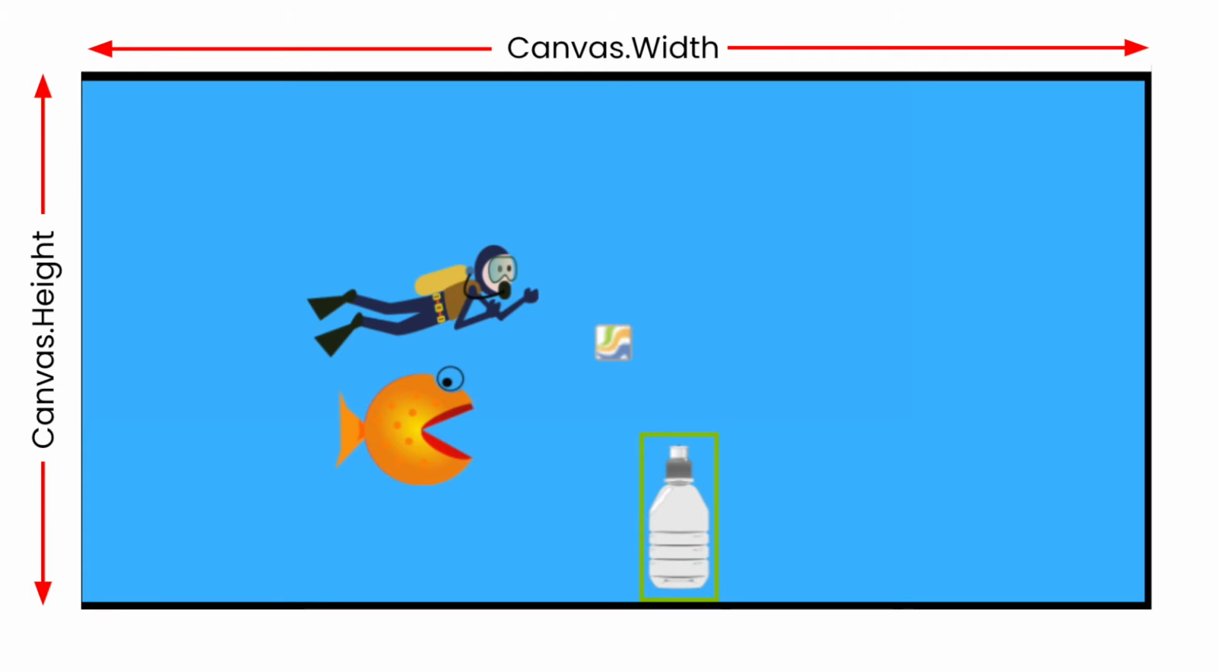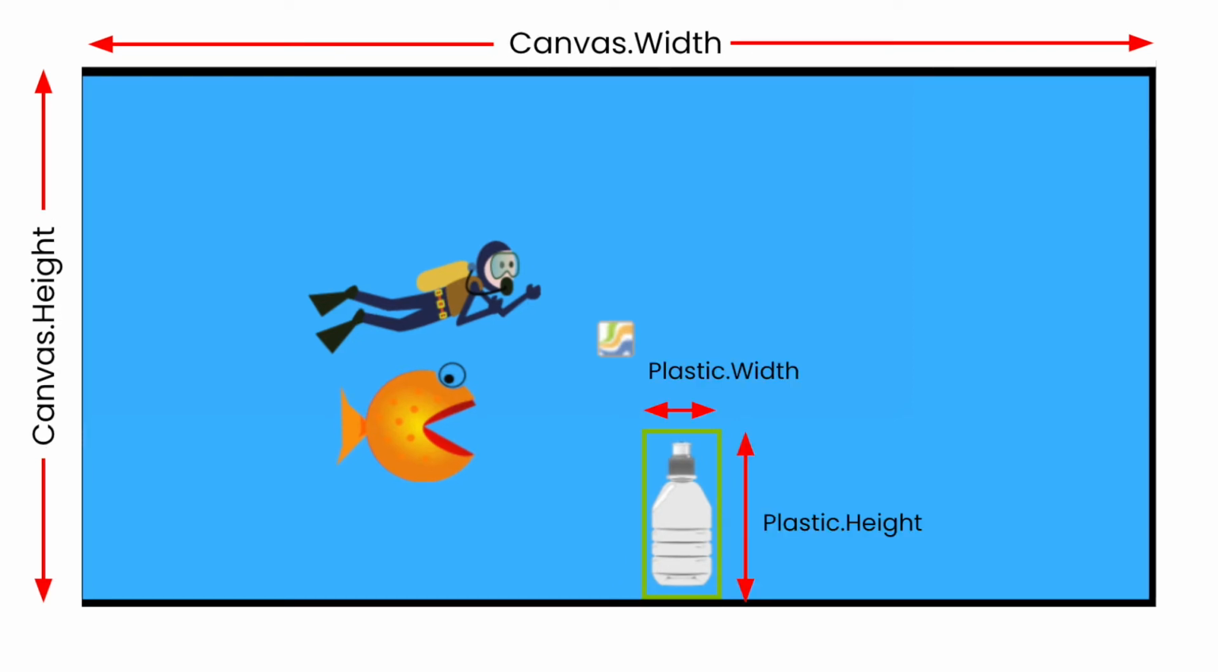Let's talk about the canvas and the image sprites on the canvas. First, the canvas has its own width and height, and within the blocks it's canvas.width and canvas.height. And then each image sprite has its own width and height. So in this picture, the plastic bottle, and you can see the little green bounding box around it, has its own width and height, and it's called plastic.width and plastic.height.